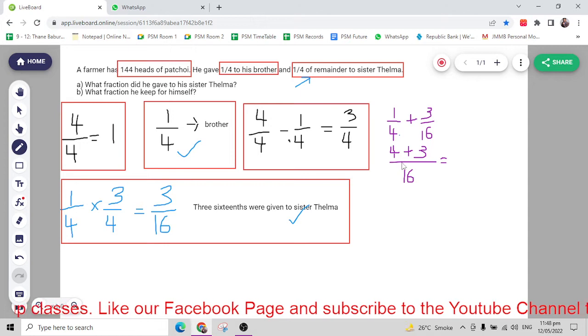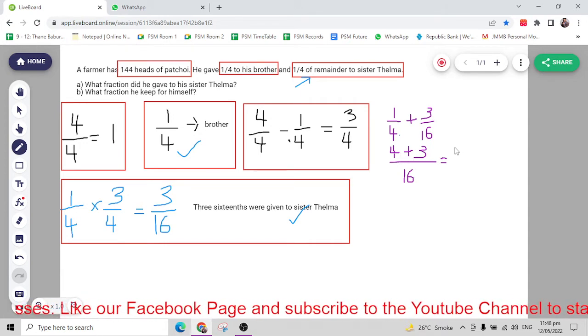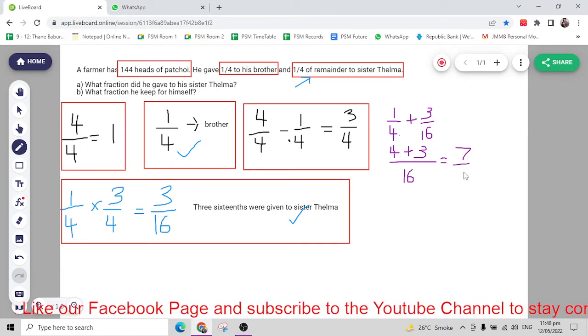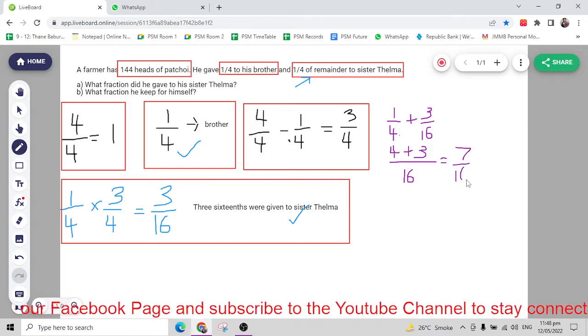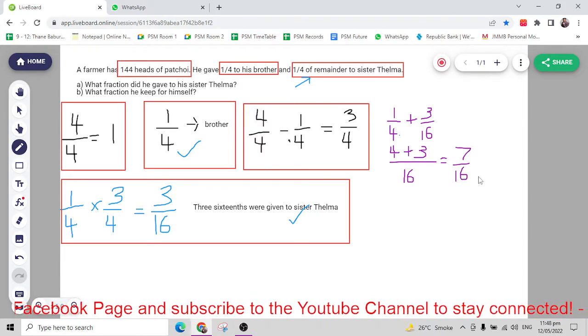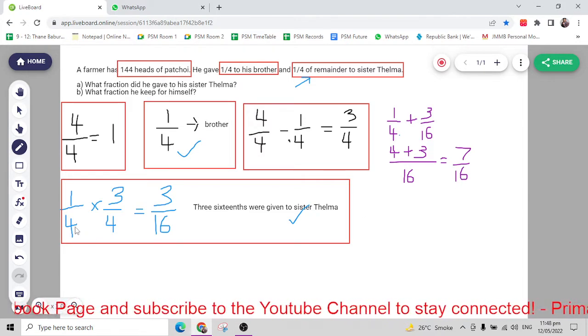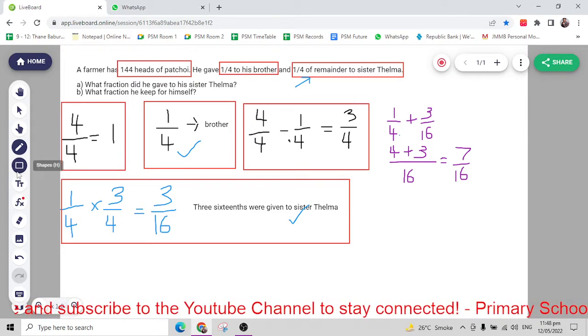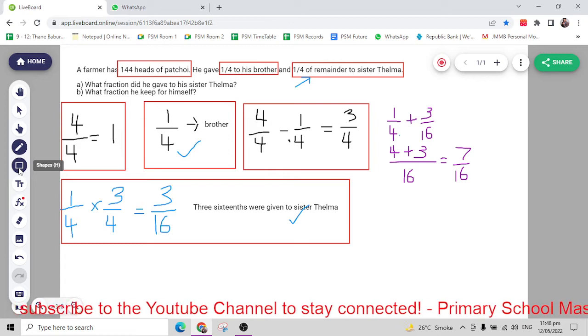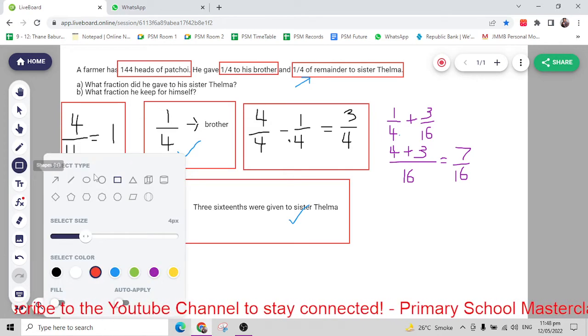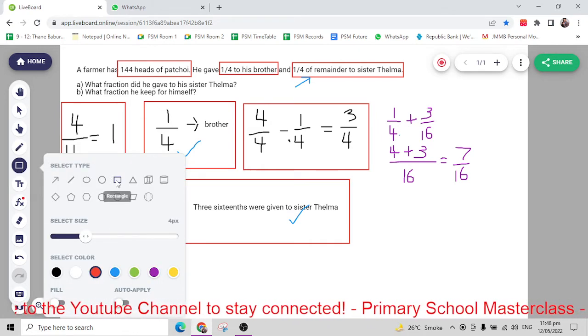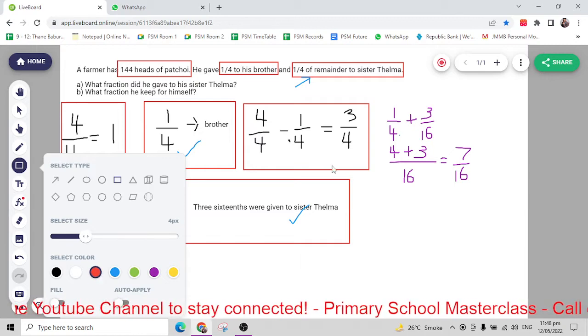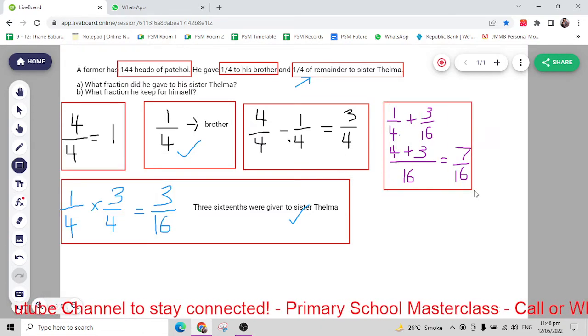Great. Now we have 4 plus 3. That's going to give us 7. And we carry over the denominator here. So therefore, the farmer gave away 7/16 of all the produce he had. What was it, Pak Choi? He gave away 7/16 of all the produce that he had.